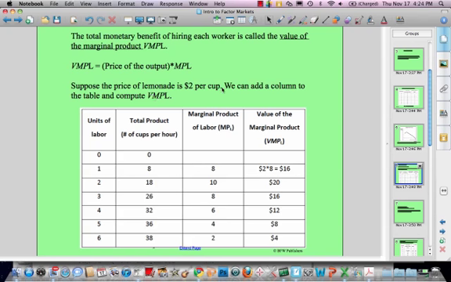Suppose the price of lemonade is $2 a cup. We add a column to the table and compute the value of the marginal product. Again, value of the marginal product is price of the output times the marginal product, in this case marginal product of labor. So similar to the prior chart, we have units of labor, total product, the marginal product of labor that we calculated, and the value of the marginal product is simply that marginal product times the price of the output. In this case, the cups of lemonade are $2 each. So you can see here how we compute the value of the marginal product that's produced. You can see this is decreasing.